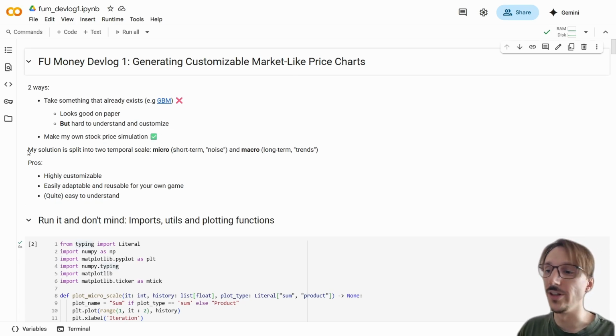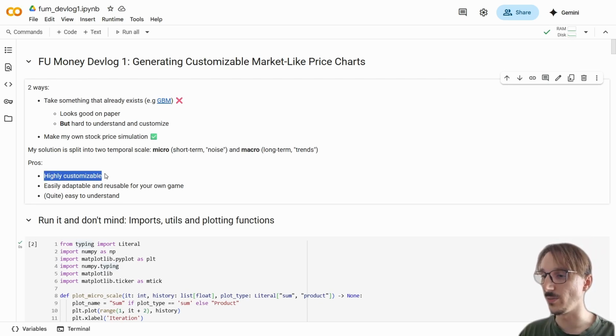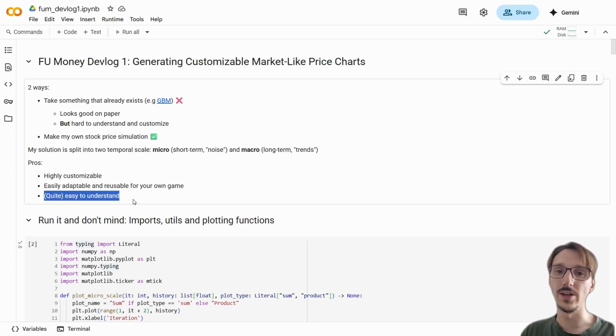So my solution is split into two temporal scales. There is the micro scale, which is short term and captures noise. And there is the macro scale, which captures longer trends of the market. What I like about my solution is that it's highly customizable. As you saw earlier, you can get pretty much every market shape that you want. It's also easy to reuse for your own games. And overall, it's not that complicated to understand.